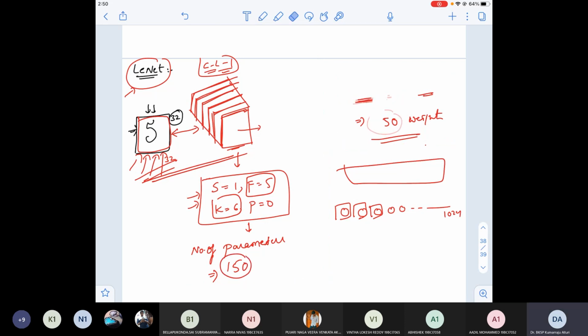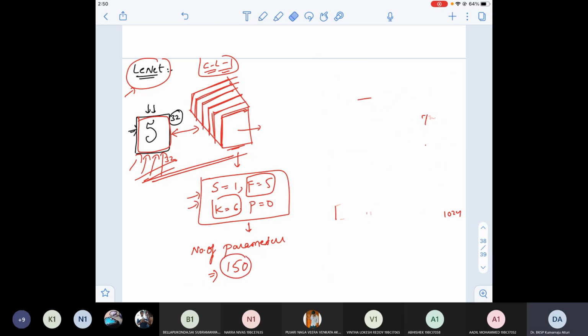This is only convolution layer 1. We will also need to go through the remaining layers. I think we have 2, 3, 4, 5, 6, totally 6 layers. We will have to discuss those and complete the LeNet architecture. That we will see in the next class.